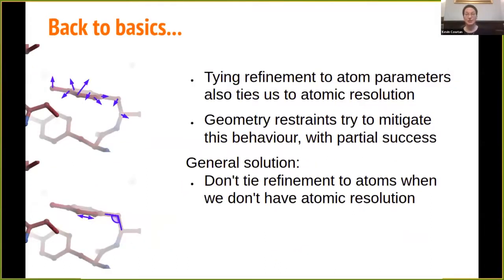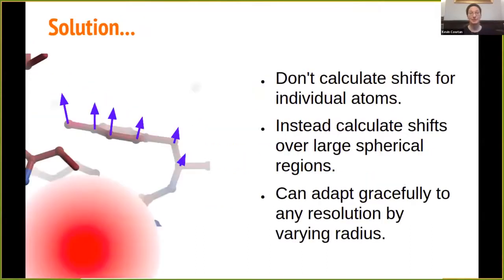So the idea of shift field refinement was to try and get away from tying this to atomic parameters, because tying us to atomic parameters in some sense ties us to atomic resolution, even if we then mitigate that by geometry restraints. So the idea here was to try and get rid of the link to atoms entirely. And there is a stepping stone in between where we involve atoms in some sense.